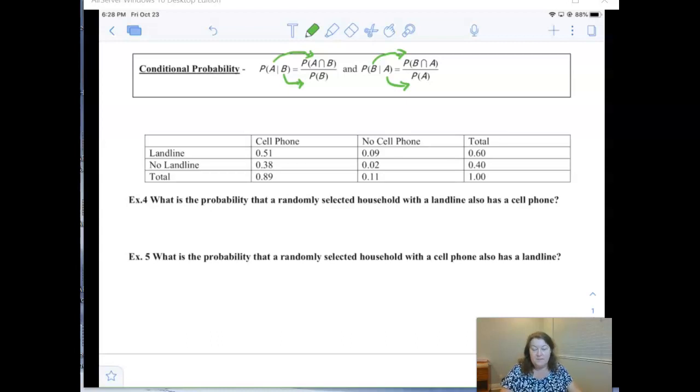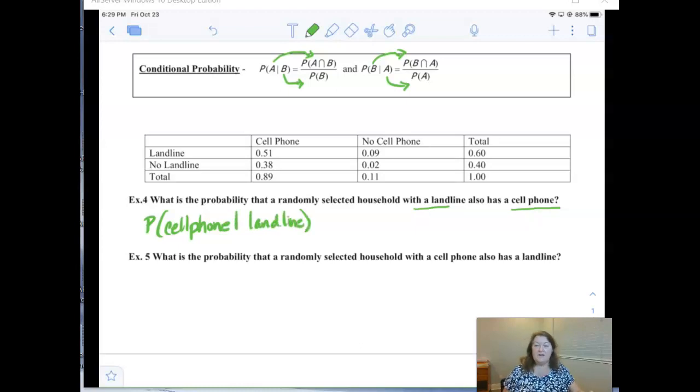So here's another example, kind of doing the same thing, except this time they gave us probabilities. Do we care? No, it still works exactly the same way. So what is the probability that a randomly selected household with a landline also has a cell phone? Are they asking what's the probability of a person having a landline, or are they asking what's the probability of them having a cell phone? If you just had to shorten the problem, you would say, what's the probability of them having a cell phone? So this is probability of cell phone given that they have a landline.